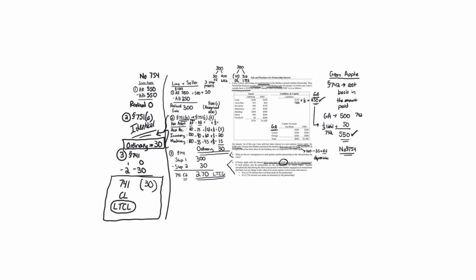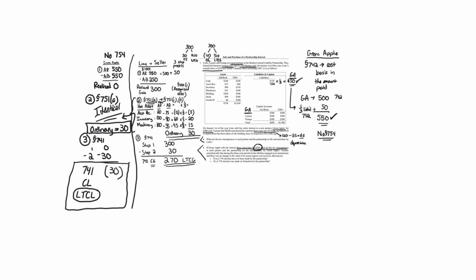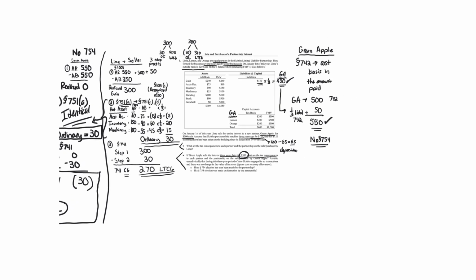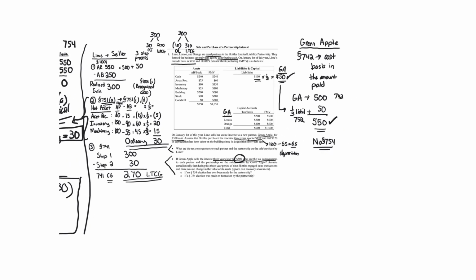So that's what the 754 election fixes. It makes sure this situation does not happen. Okay? Now I'm going to use a different color. Let's use green. So the 754 election's in place, which is the next part of the problem. If the 754 election is in place, we do the same 3 steps we just did. However, step 2 is going to be different.